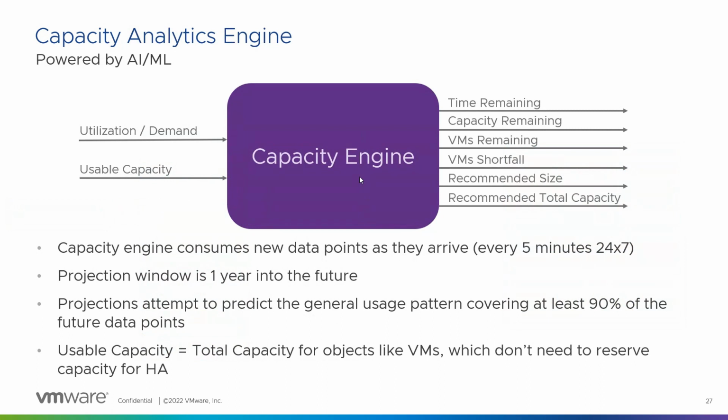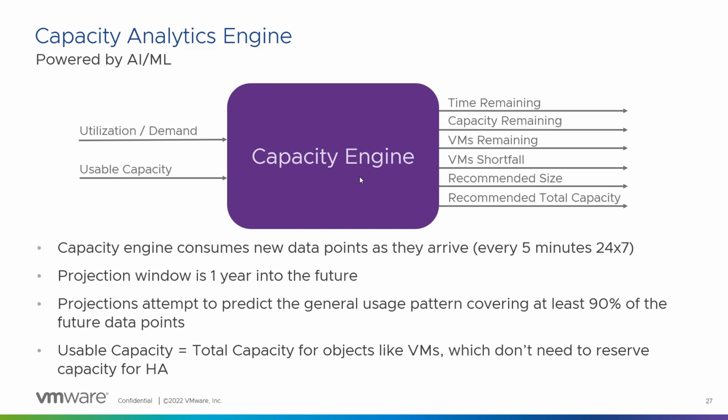So that's the first part. Now all of those different metrics that I just talked about are fed into the capacity engine. The capacity engine does its analytics, and it does that every 5 minutes. As there's a new update for the usable capacity or for the demand, it feeds that into the capacity engine and it generates new projections. These projections are things like time remaining, capacity remaining, VM remaining, recommended size, etc. So it does this every 5 minutes.